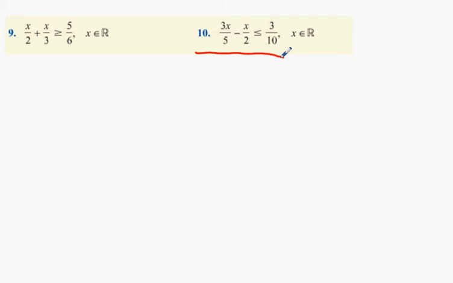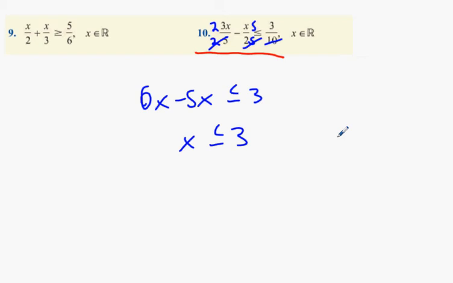Looking at question 10, they needed a common denominator. What's the common denominator we should use? 10. So multiply this one by 2 and the other one by 5, and the 10s will cancel. And we'll get 6x minus 5x less than or equal to 3. x is less than or equal to 3. x element R, what does that mean?